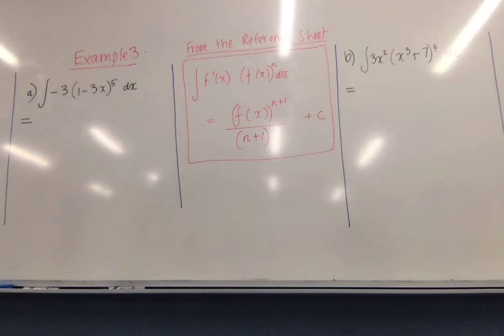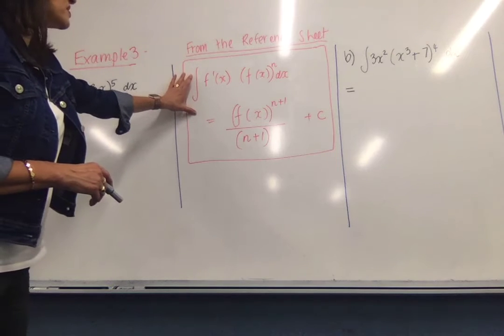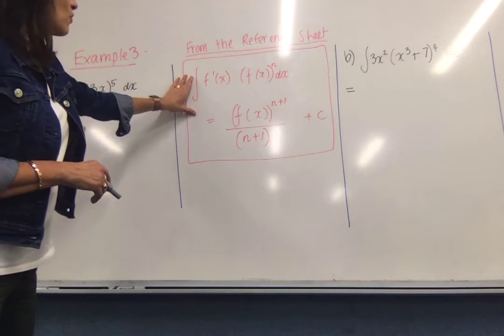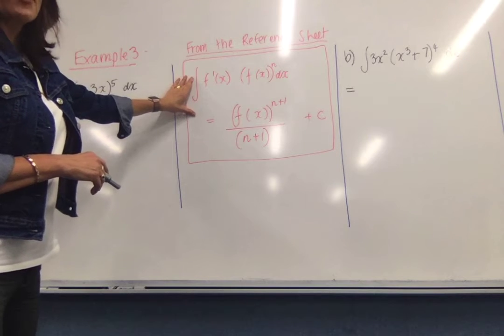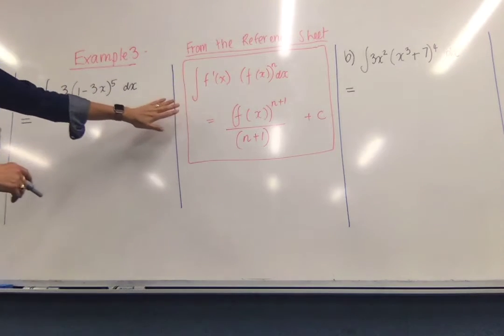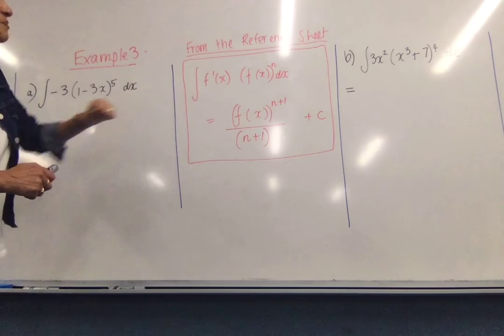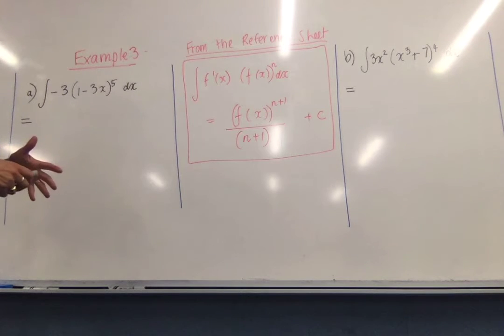Okay, Year 12, let's look at example 3 together. I introduced you to this the other day. This is the result for the reverse chain rule that's on the reference sheet. Many of you, when you looked at that previously, thought that was overly complex. But I think now is a good time to revisit and see how it can actually be of benefit to you.